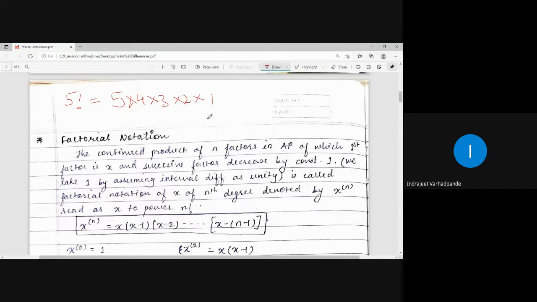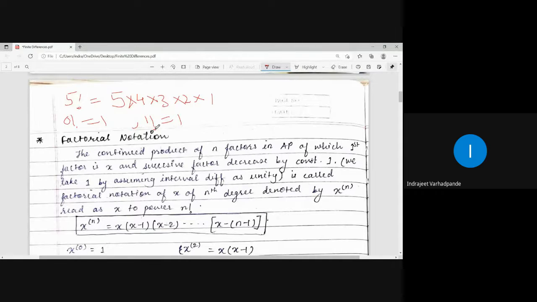It is never 0 because 0 factorial is also 1, and 1 factorial is also 1. So lastly, everywhere you will get the last number as 1. So 5 factorial is nothing but 5 into 4 into 3 into 2 into 1, taking the product in continuation in decreasing order. Similarly, if I have to calculate 100 factorial, it is 100 into 99 into 98 into 97 up to 1, and that will give you the value of the factorial.